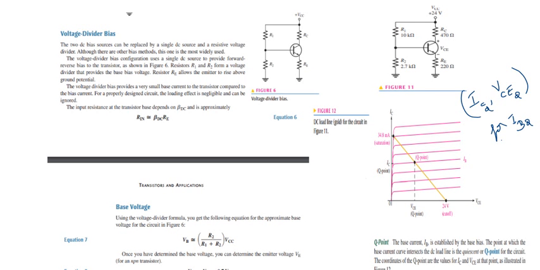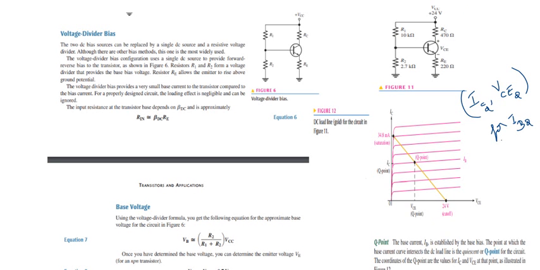To draw a line, we need at least 2 points. First, on this line IC is 0. When IC is 0, IC into RC, the voltage drop here is 0. IC and IE are nearly equal, so this voltage drop is also 0. So VCE is equal to VCC, which is 24. So VCE equal to 24. That is called cutoff. Cutoff means IC equal to 0.